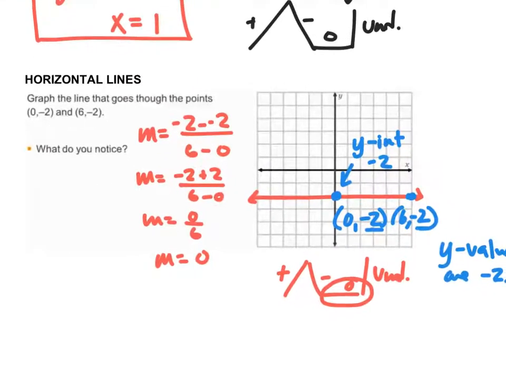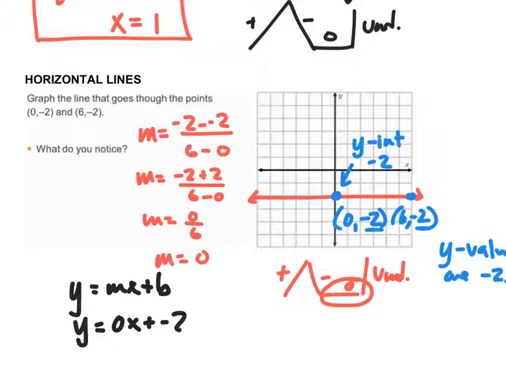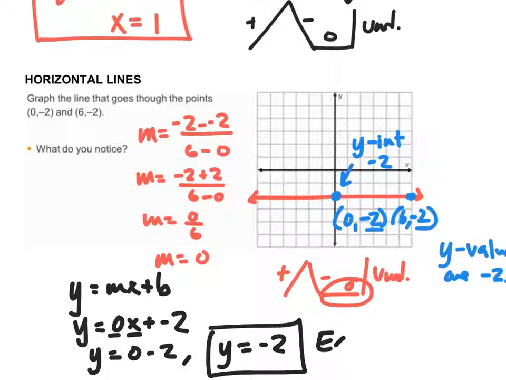I know that my y-intercept is -2, and I know I have a slope of 0. So we can put this into slope-intercept form. I get y equals mx plus b. Let's plug in our numbers. I get y equals 0x plus negative 2. If I take 0 times x, that's just going to give me 0. So 0 minus 2, and then I have y equals -2. This is our equation.